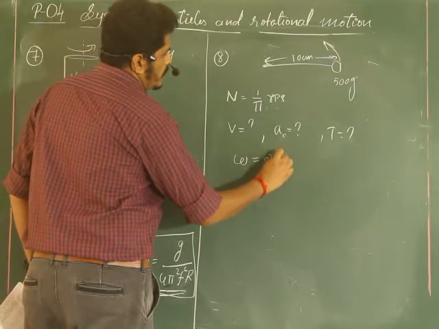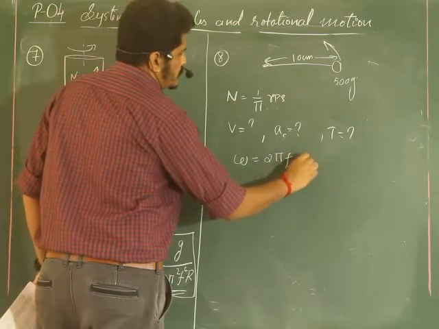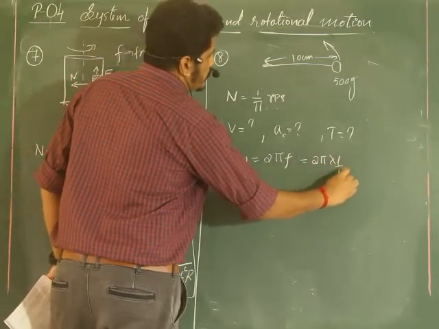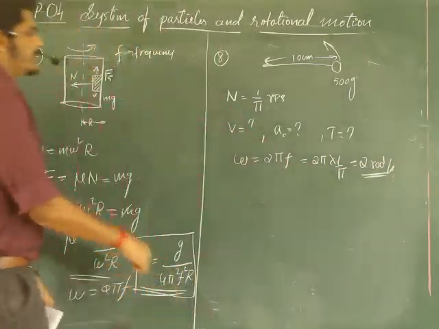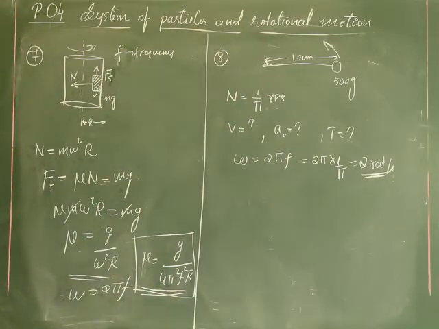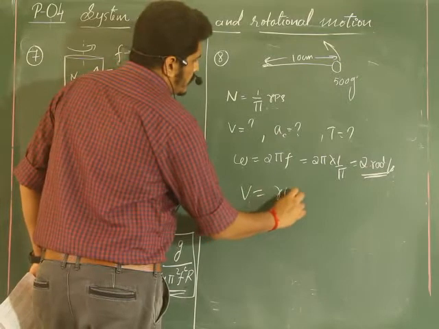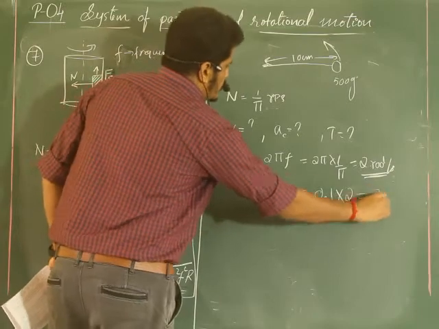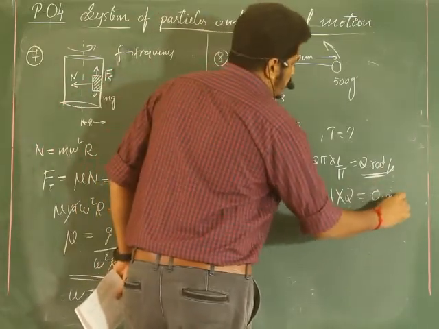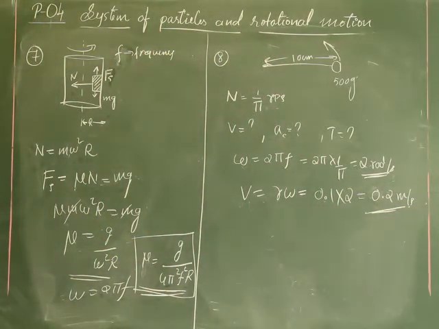Omega equal to 2 pi f. But what is f here? 1 by pi. So this is 2 pi into 1 by pi. So the answer is 2 radian per second. That is omega. Next, using this omega, we can find the linear velocity. What's the relation between linear velocity and angular velocity? v equals R omega. R is radius, 10 centimeter, that means 0.1. Omega is 2. Answer is 0.2 meter per second. This is the linear velocity.